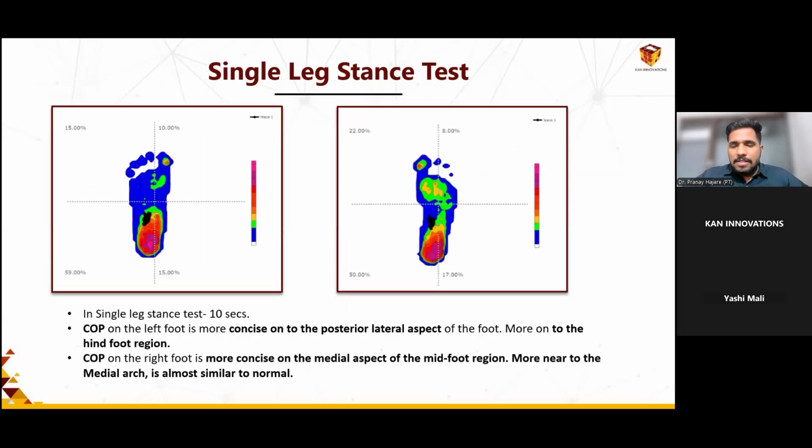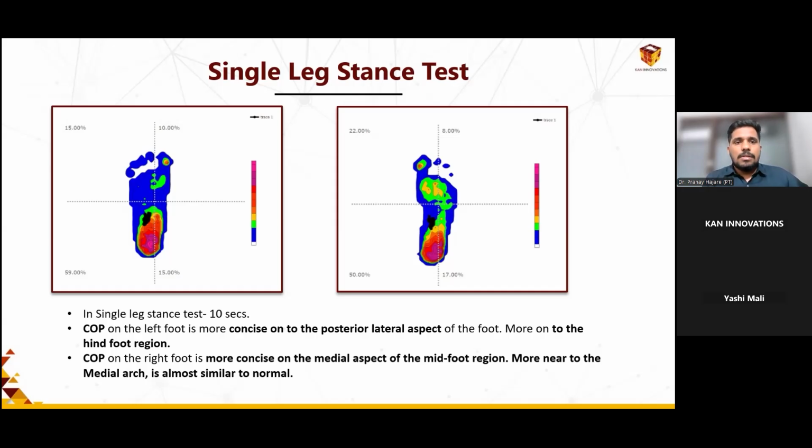So next thing, as we discussed in the treatment also, we perform the single leg stance for 10 minutes. In the single leg stance, as you can see over here, the left foot center of pressure is more concentrated in a posterolateral direction, which indicates that there is a hindfoot dominance. That can be due to calf tightness, as we know there is calf tightness present over there.